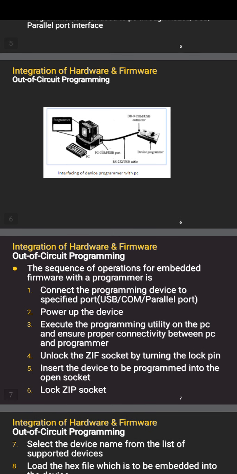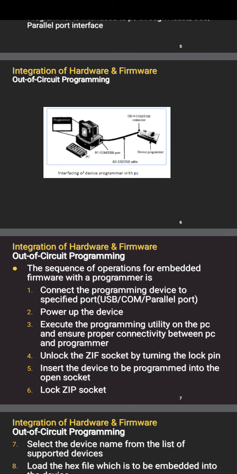It can be RS-232C cable or USB cable or parallel port cable. Next is to power up the device. Both the devices need to be powered up, that is the computer as well as the programming device. And we need to check whether the LED is in the on state in the programming device. There is an LED and that LED needs to be in on state.